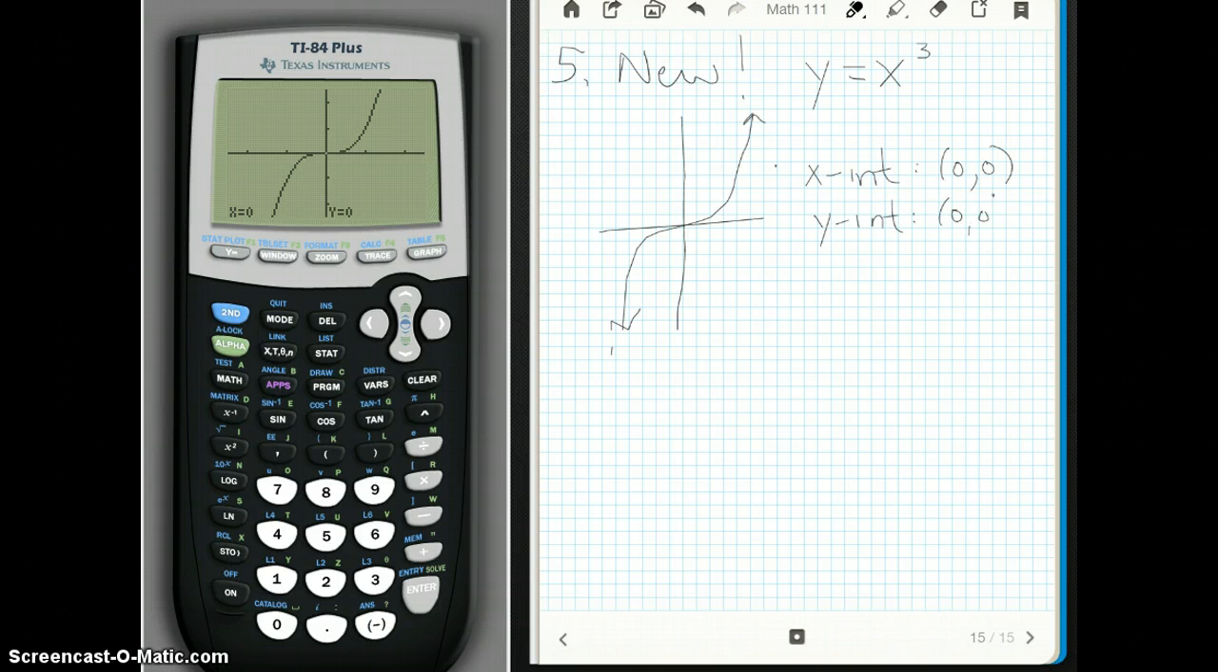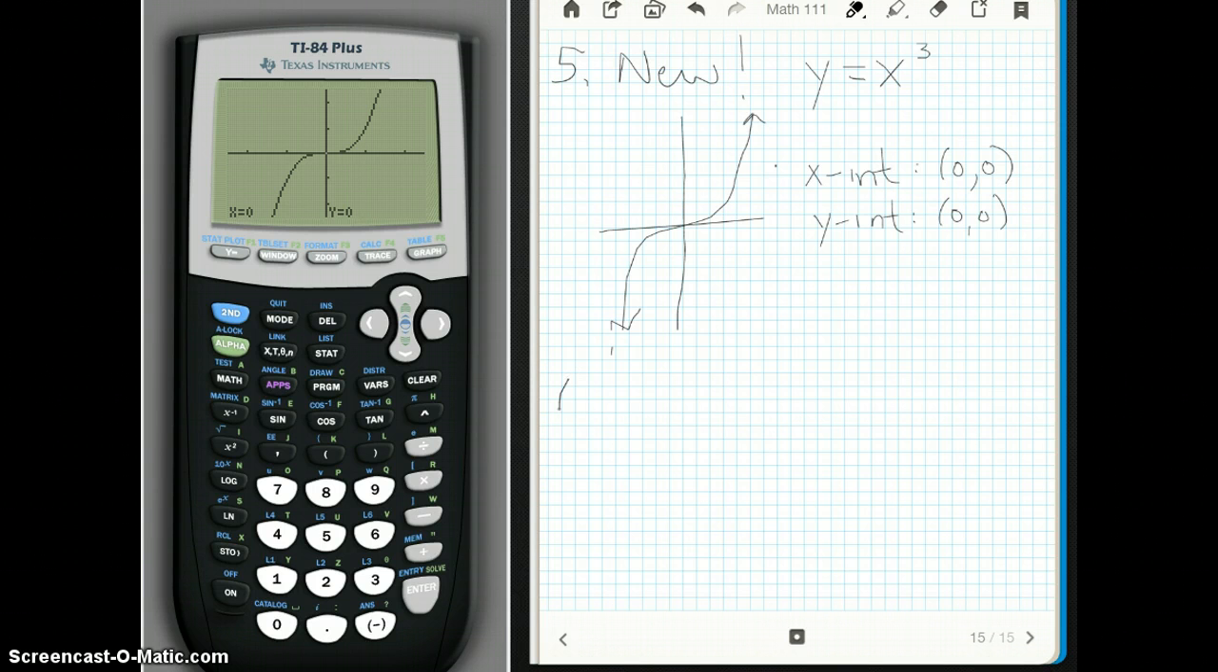And later in another section, we'll be talking more about some interesting things that this graph has, like symmetry and other stuff. But for right now, we can just talk about basic features like intercepts. Notice that this is only in quadrants 1 and 3. Remember, we talked about that in our first video about the xy plane, right? So that's quadrant 1, 2, 3, and 4. So it's in quadrants 1 and 3. That's important. Okay, so for right now, that one's good.